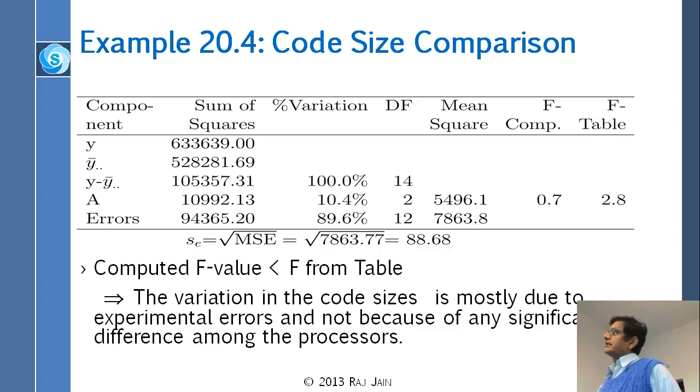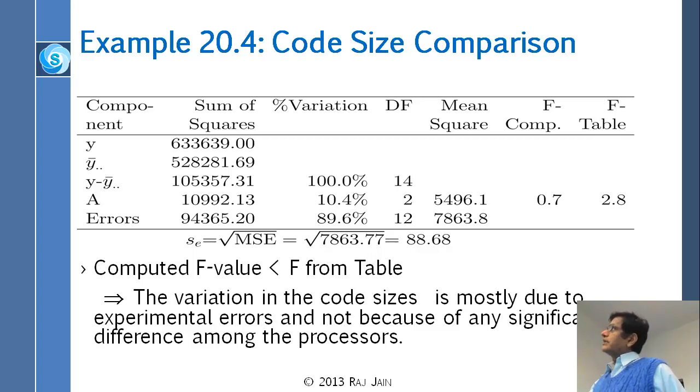We already know that 10% is A, errors are 90%. Degrees of freedom: let's carefully see how many degrees of freedom there are. What is the value of a here? 3. r is 5, so 15. So Y has 15 degrees of freedom, right? But Y bar dot dot has 1 degree of freedom. So SST has 14 degrees of freedom left. Out of that, A has 2 degrees of freedom, because there are 3 and they add up to 0, there are only 2 degrees of freedom left, and so errors have 12 degrees of freedom left.